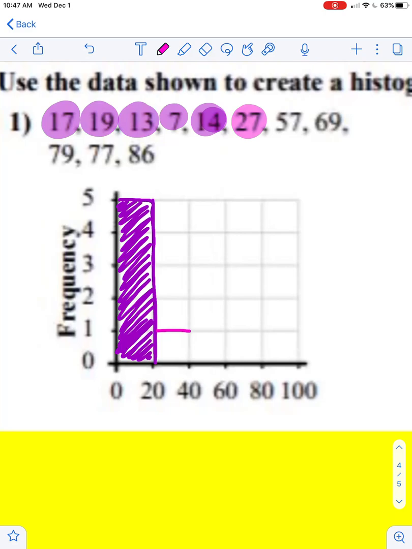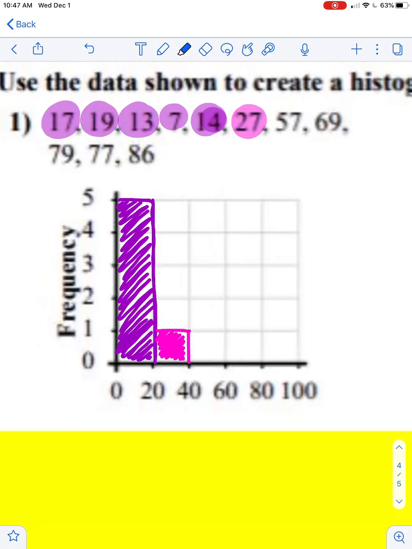So we're going to just draw a bar up to 1. And I'm doing mine in different colors, but you do not need to do that. I'm just doing it so it's easier for you all to see while I'm explaining it. So the next thing we're looking at is any number between 40 and 60. And I don't have any, so I'm just not going to put anything there for that range.